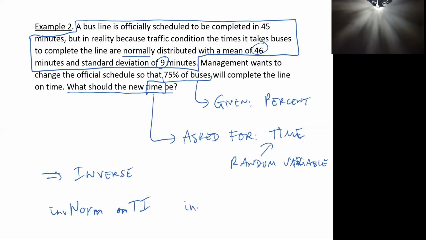And for Casio, we're going to use invN. So that's how we figured this is an inverse problem. Okay, so you can look back and forth between the first example and second example and see the difference.